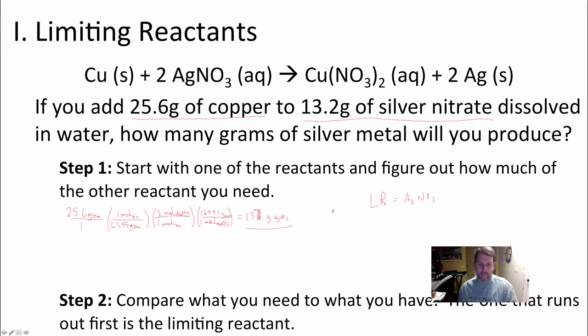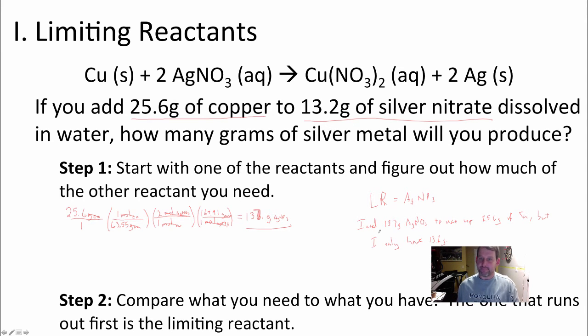And the way I'm going to write this, it's going to be hard because my pen is starting to die down on me again already. The reasoning for this is I need 137 grams of AgNO3 to use up 25.6 grams of copper. But I only have 13.2 grams. So that means the silver nitrate is going to run out first because I need more than I have.